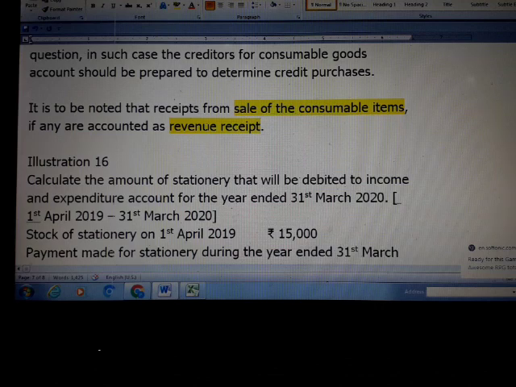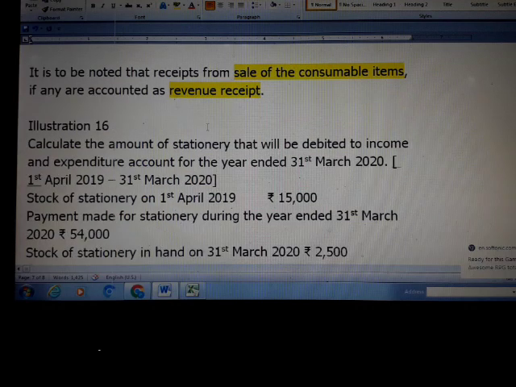It is to be noted that the receipt from sale of these consumable items, whatever receipt you get when you sell the consumable item, is considered a revenue receipt, because it is a continuous item which you will get again and again. That's why we call them revenue receipts. Let's try to understand the problem based on this particular scenario.